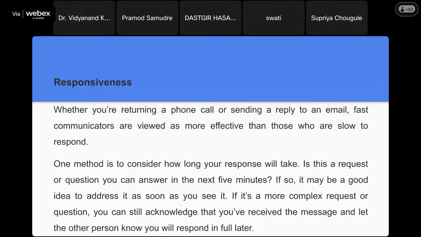So how should effective communication be? These are some of the important skills which I have discussed with you all. How you speak, how your body language should be, and the other parts are equally important, which you need to understand.